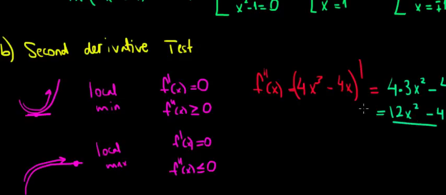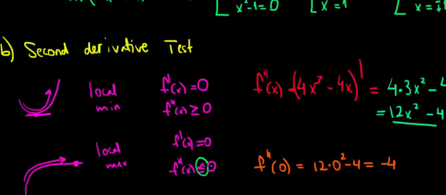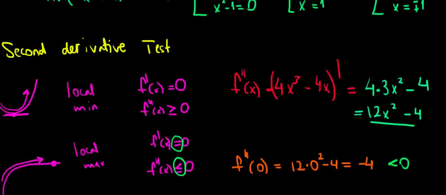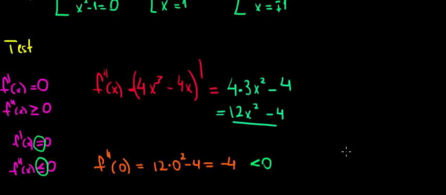We have 3 possible stationary points. Let's check what is the shape at those points. So the second order derivative at the point of 0 is equal to 12 times 0 squared minus 4, and that's equal to minus 4. Well, minus 4 is a negative number, and we said that if the second order derivative is negative at a stationary point, then we have a local maximum. So we have a local maximum at the point of 0. That's one point, local max.